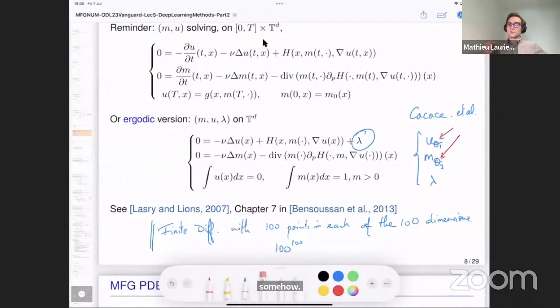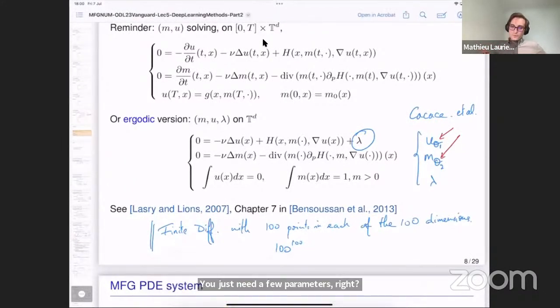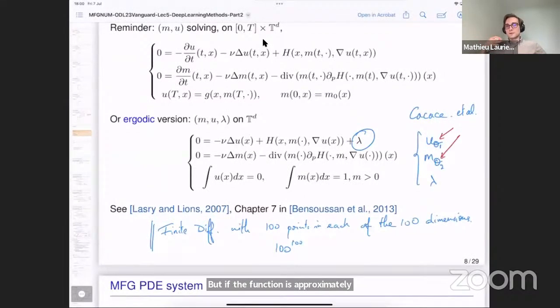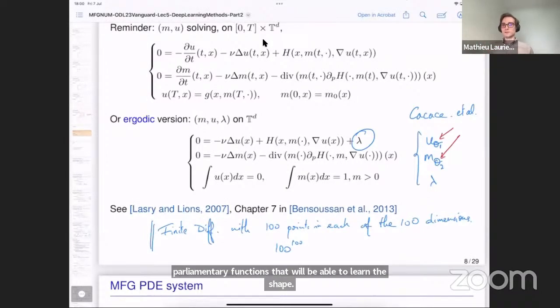Think about a linear function in dimension 100. You just need a few parameters, right? So of course, if you know in advance that the function is linear and you know the parameters, just look for a linear function. But if the function is approximately linear, then what do you do? You need some class of parameterized functions that will be able to learn the shape somehow by minimizing the residual here.